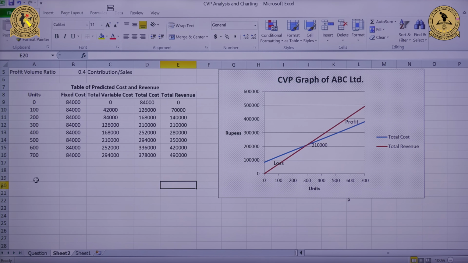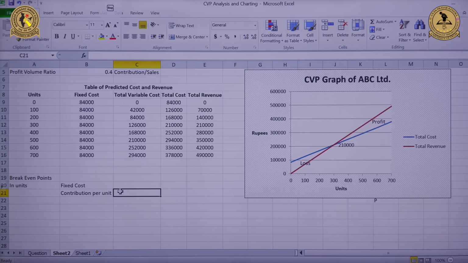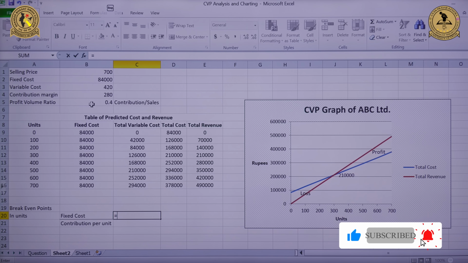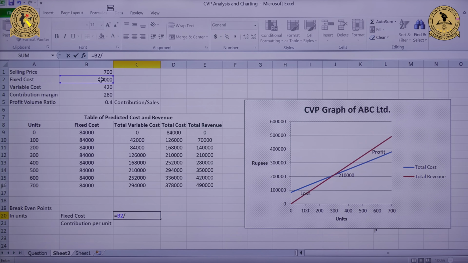The next step is the computation of break-even point, both in units as well as in rupees. The formula for the break-even point in units is equal to fixed cost divided by contribution per unit. Now in this case my fixed cost is already specified, that is 84,000. So I just need to write equals to, select this cell of fixed cost, then divided by contribution per unit. Again it is 280 rupees. I need to select this 280 cell which represents my contribution per unit and press enter. So in this way my break-even point in units is 300.